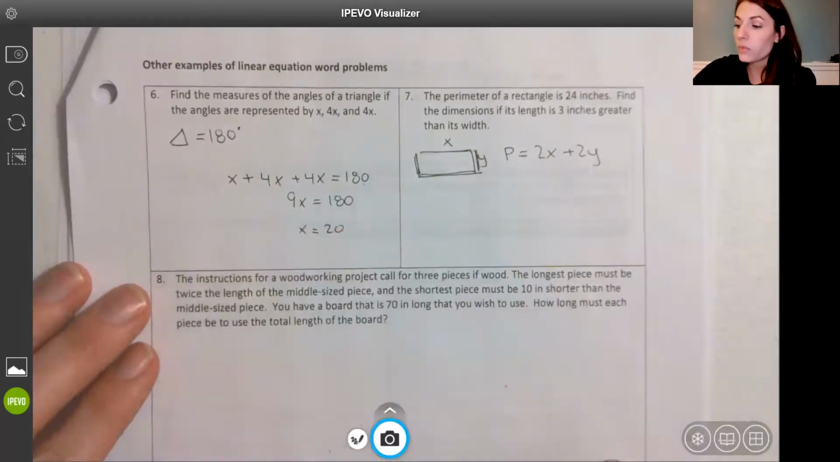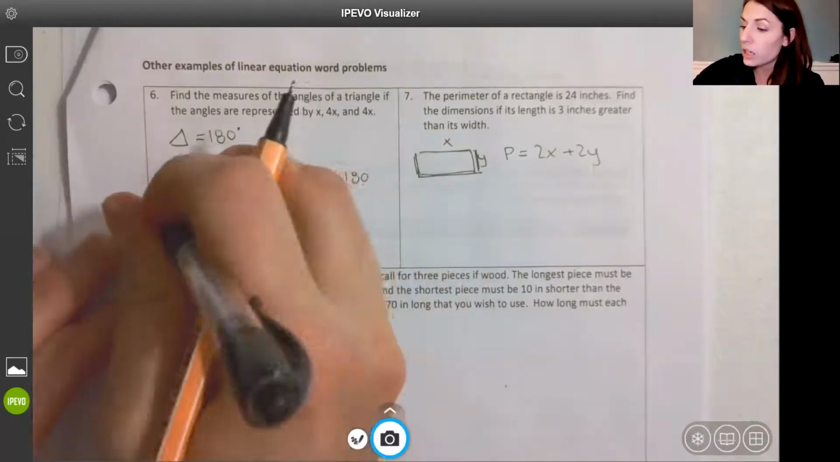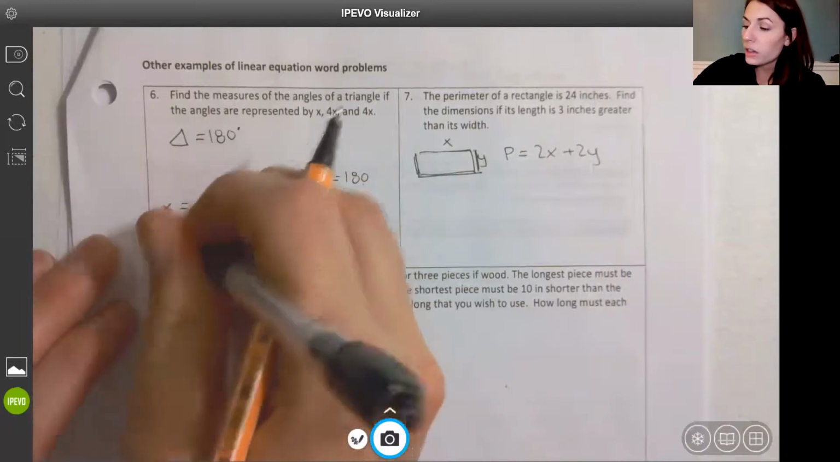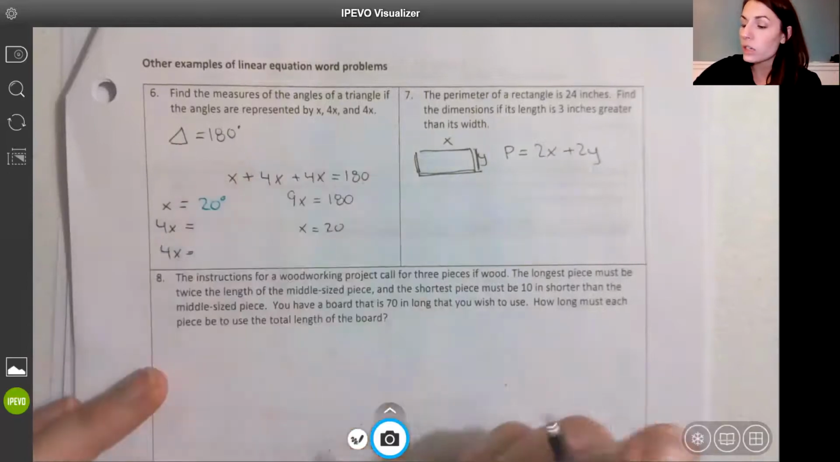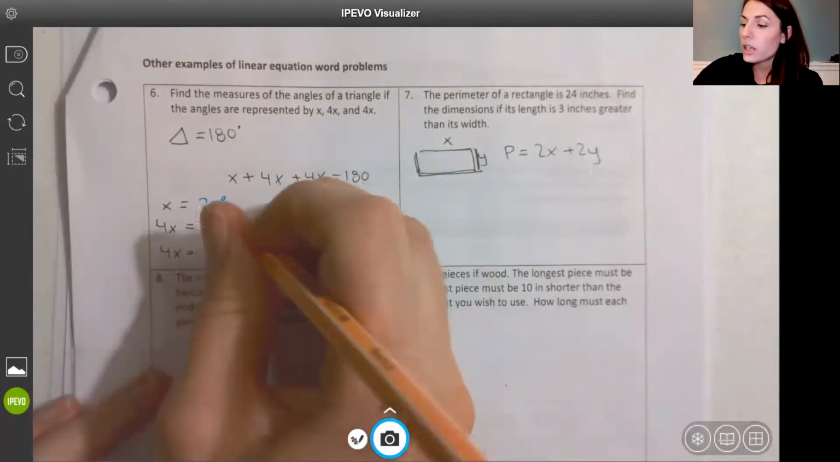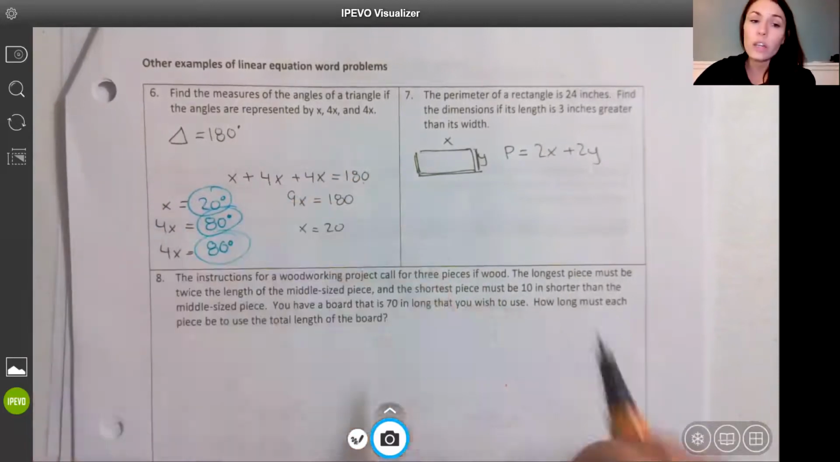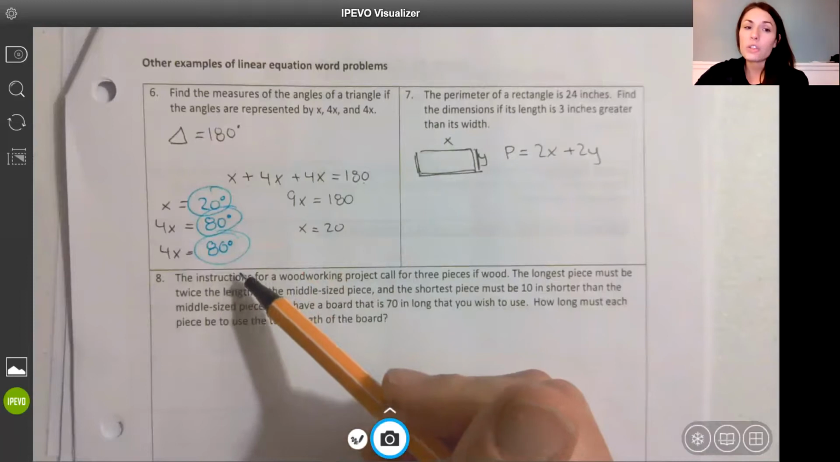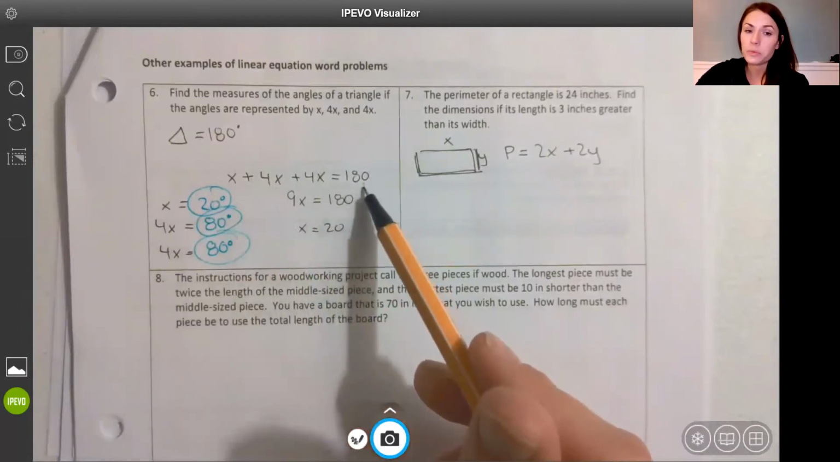x equals 20. Now remember, we have to make sure to respond to the original question. The original question is find the measures of the angles of the triangle. So if x is 20, the first angle is 20, the second angle is 4x and the third angle is 4x, then one angle in my triangle is 20 degrees, the other angle is 80 degrees, and the third angle is also 80 degrees. Those are the three angles in a triangle if the angles are represented by x, 4x, and 4x.